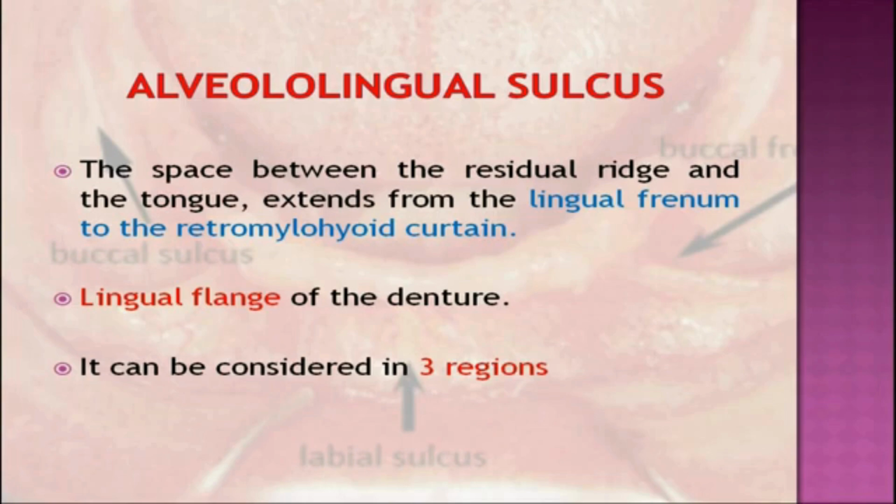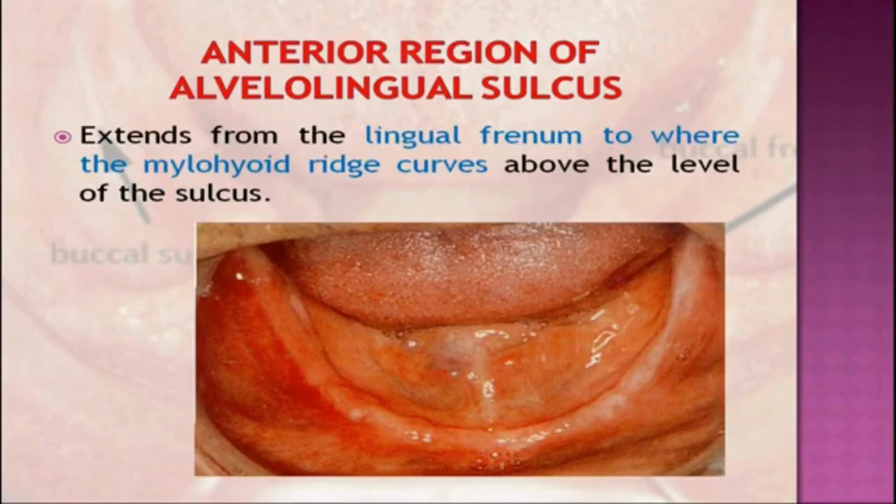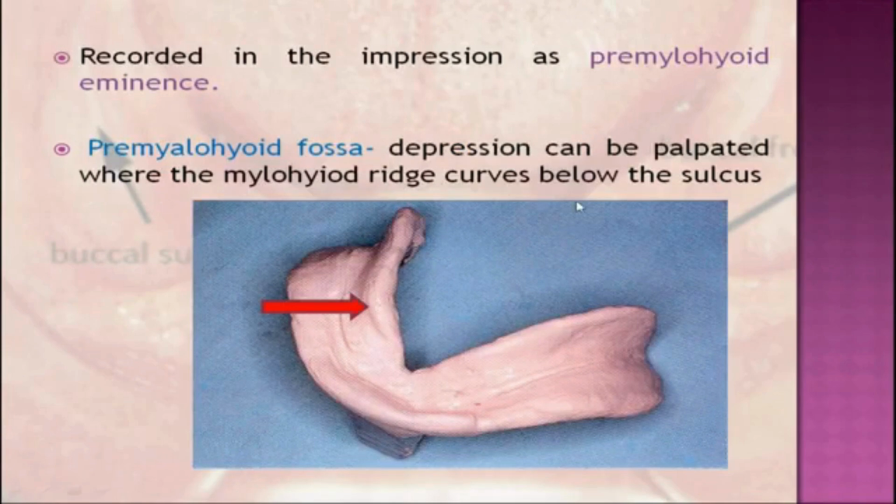It can be considered in three regions: the anterior region of the alveolingual sulcus, the middle region of the alveolingual sulcus, and the posterior part. The anterior region of the alveolingual sulcus extends from the lingual frenum to where the mylohyoid ridge curves above the level of the sulcus. It is recorded in the impression as pre-mylohyoid eminence.